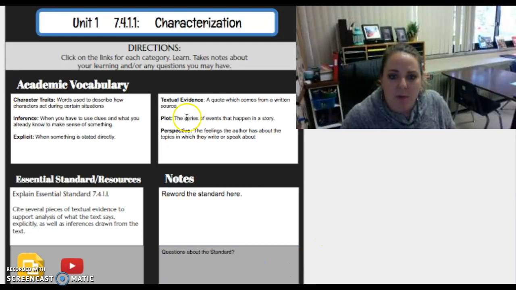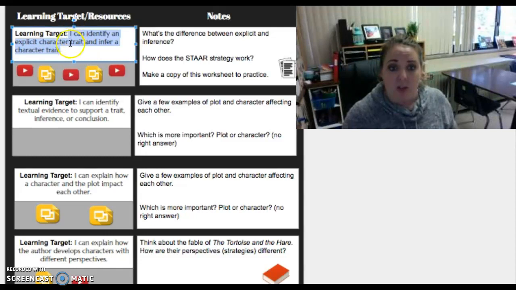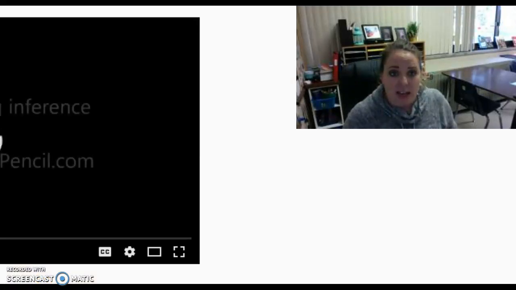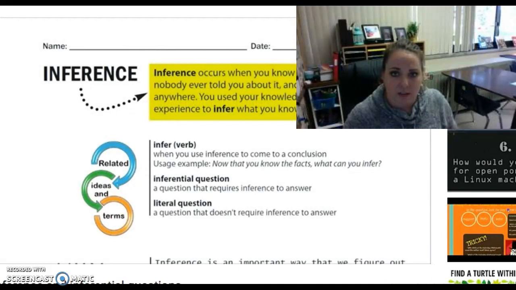And then after you've worked through this front side of the HyperDoc, you'd move on to the next page. And so the next page breaks things down by learning targets. And I think this looks a little bit different than yours again, but each of these focuses on a new learning target. And your job is to be able to meet these learning targets, to master them. So you need to be able to say, I can identify an explicit character trait and infer a character trait. And if you need help on what that means and how that looks, that's what these resources are here for. There's all kinds of videos and resources. Video here on loveyourpencil.com.